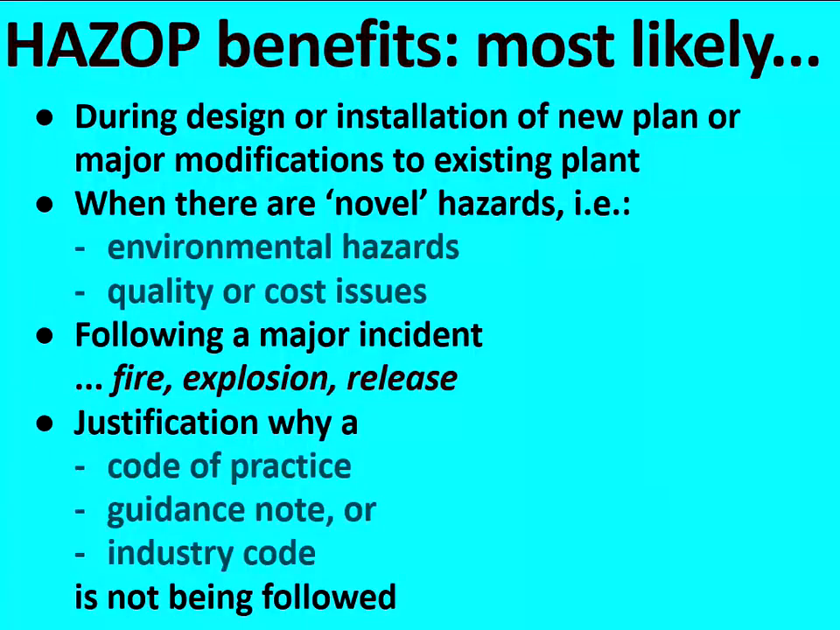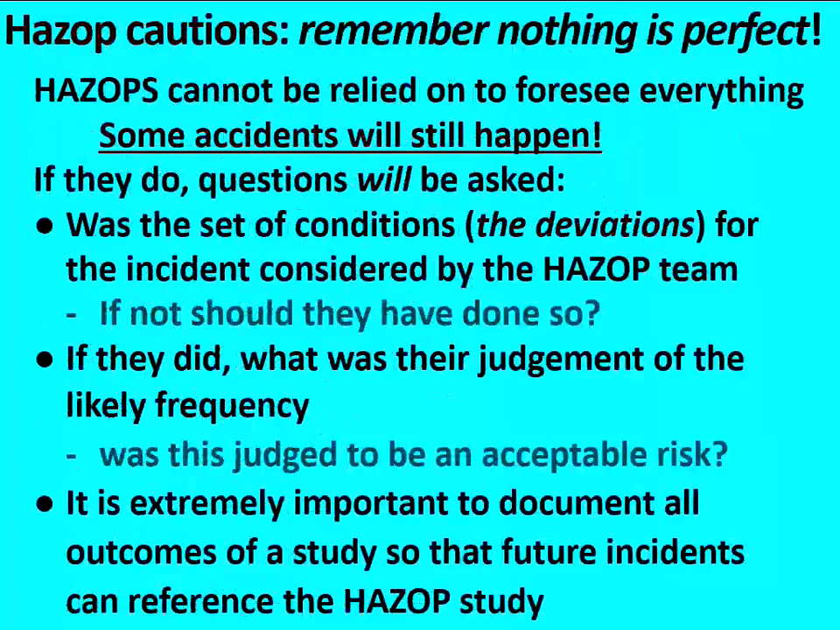They'll say, did you go through the right deviations? So it'll be scrutinised, and they'll look at what your judgment was at the time. So really, when you're doing a HAZOP, it's in your interest to be as thorough as possible, because if you're not, 5 years down the line, it might come back. So it's extremely important to document all outcomes of the study. That's it. And really what you end up with after a HAZOP is a full investigation of the possible hazards in the plant.